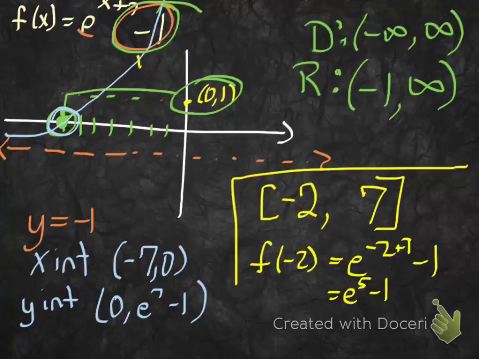And then you would do the same thing for f of 7. e to the 7 plus 7. Oops, I forgot my e. Minus 1. So e to the 14th minus 1. And again, if they want it in decimal form, type it in your calculator.